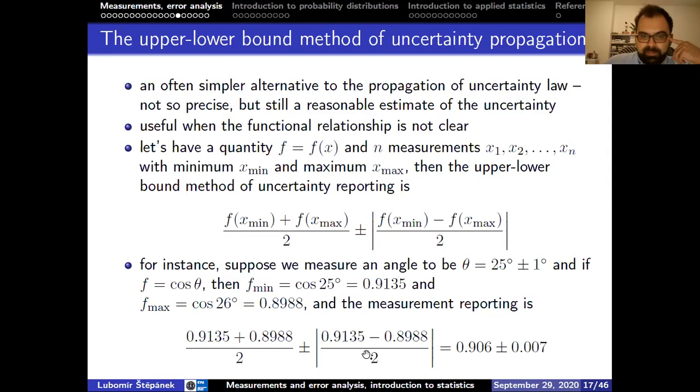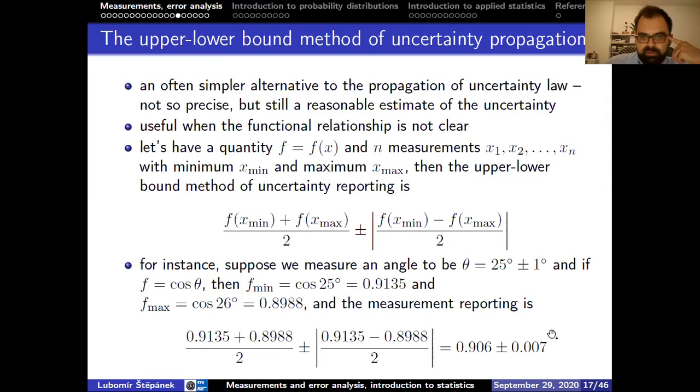And by this calculation, I got a new estimate of the average of the derived function. So the derived quantity is just cosine of the original theta plus minus an uncertainty term. You can see that I just got numbers which are somewhere in the middle of these two numbers, and also the range is somewhere in the middle. So this is the way to calculate it.